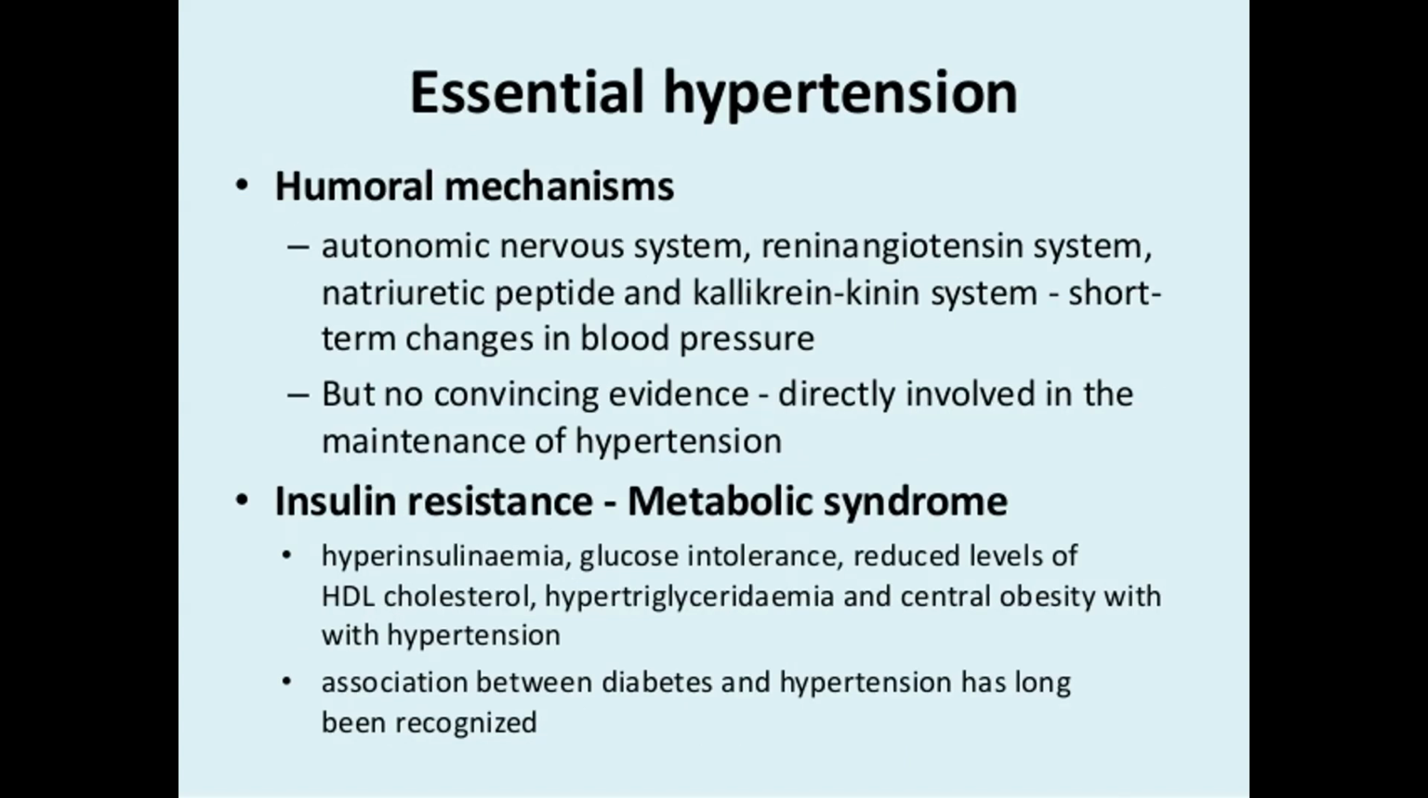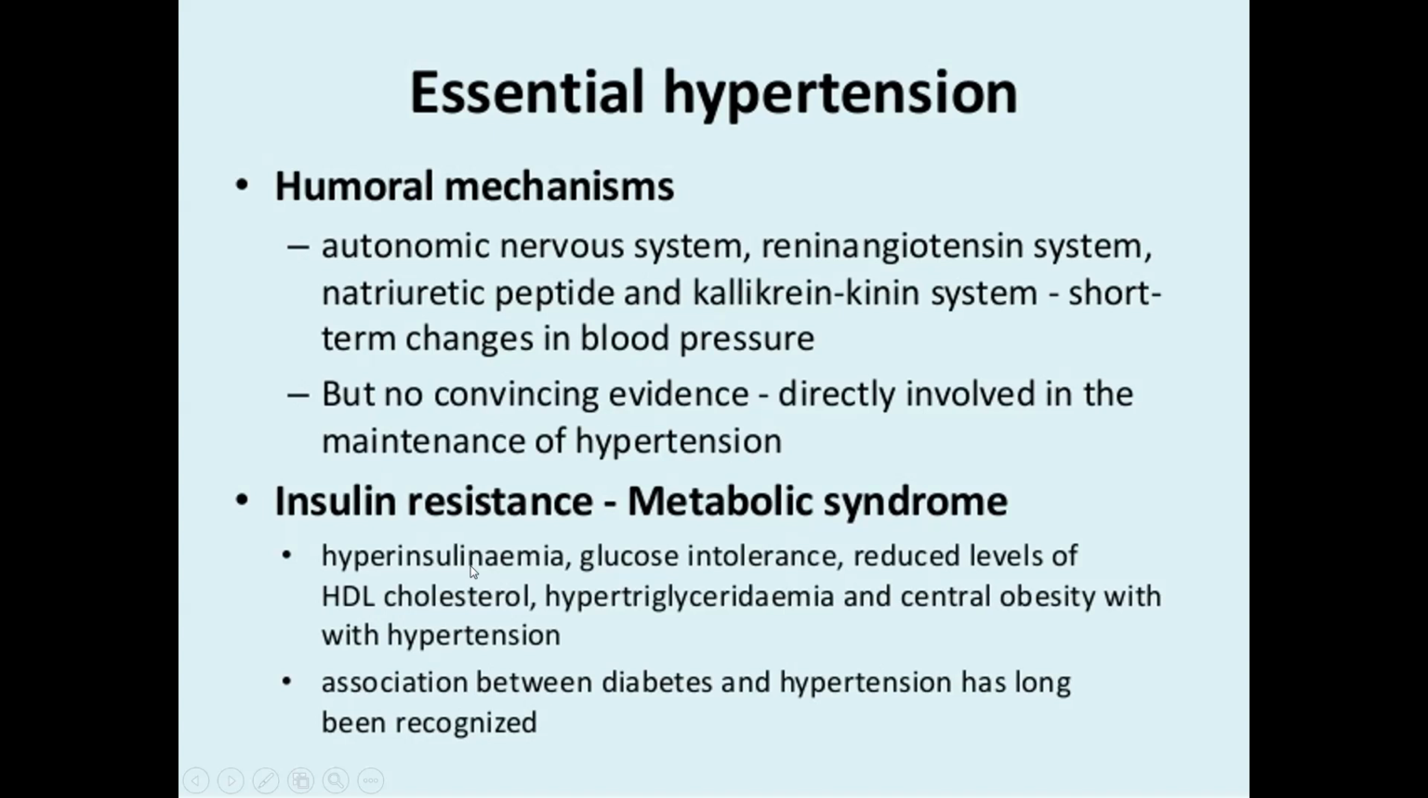Humoral mechanisms: as you all know, there are different mechanisms which control the homeostasis of our body, including the autonomic nervous system, renin-angiotensin system, natriuretic peptides, and kallikrein-kinin systems. Extensive research has been done on these systems, showing that poor feedback or inappropriate control of these systems can end up with hypertension, but still we don't have any convincing evidence that suggests this is the sole reason behind being hypertensive.